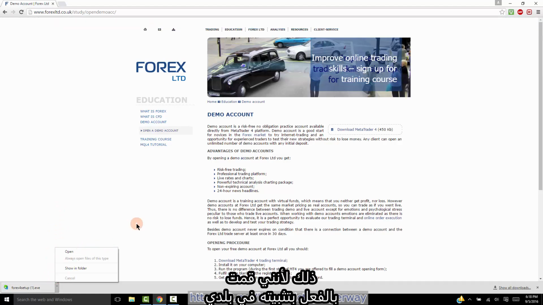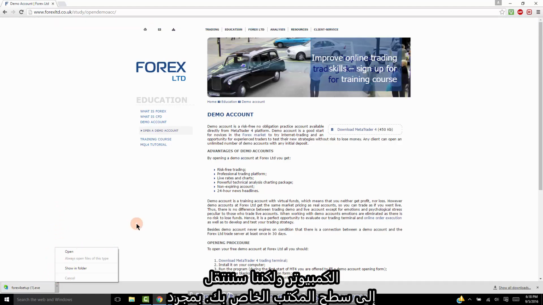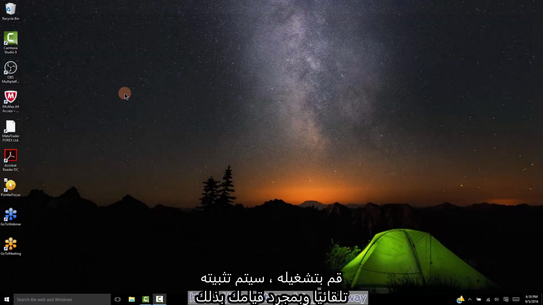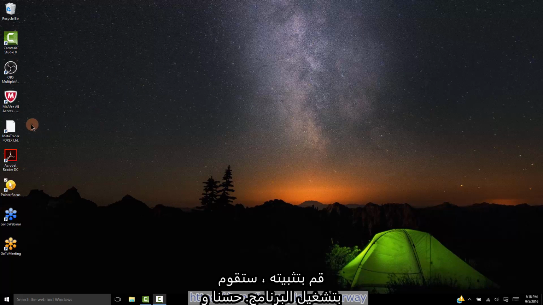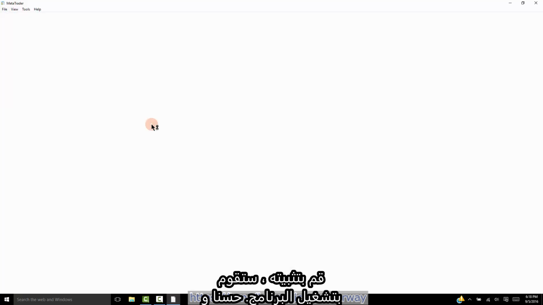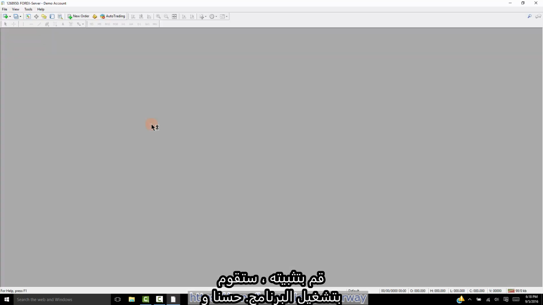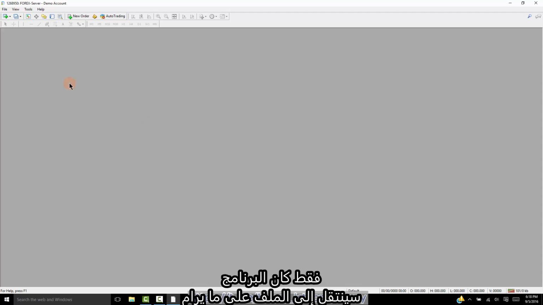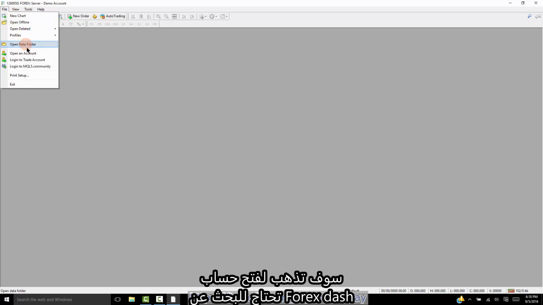Now, I'm not going to do that because I actually have it already installed on my computer, but we're going to go over to the desktop. Once you run it, it'll install automatically, and once you install it, you're going to launch the program. What you're going to want to do is set up a demo account inside the platform, because so far you just have the software program. You're going to go up to File, and then go to Open an Account.